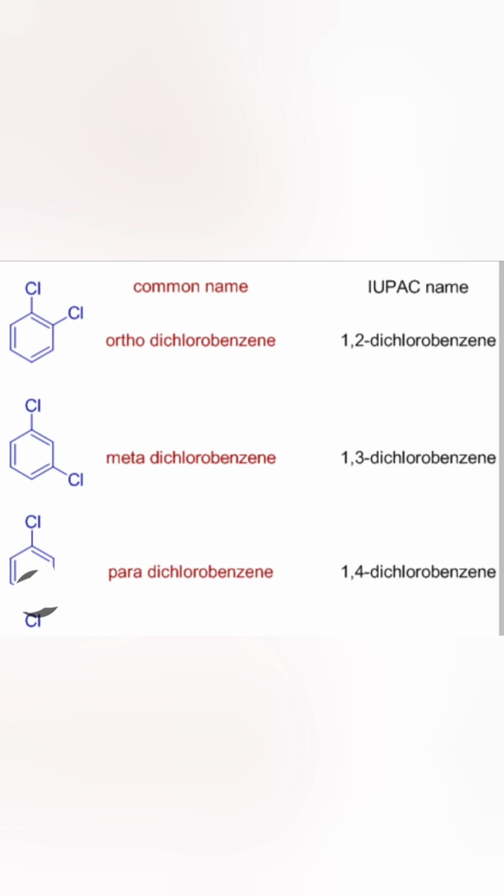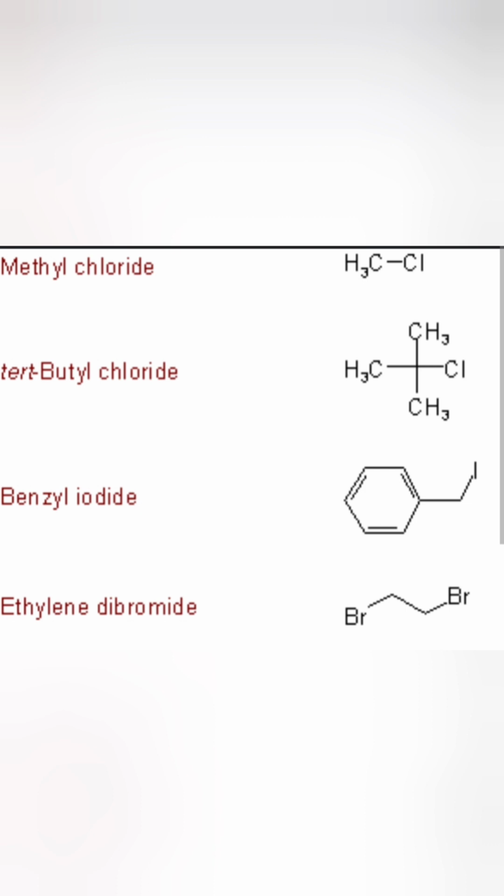Similarly, for the common name, the 1-2 position we mark as ortho, 1-3 as meta, and 1-4 as para. Alkyl halide is RX. For allyl halide, just check the positions 1, 2, 3: one double bond and the bromine is attached to another carbon. In vinyl halide, there are 1 and 2 and the bromine is attached to 1. Aryl halide we have already talked about. So there are halides like alkyl halide, allyl halide, vinyl halide and aryl halide.